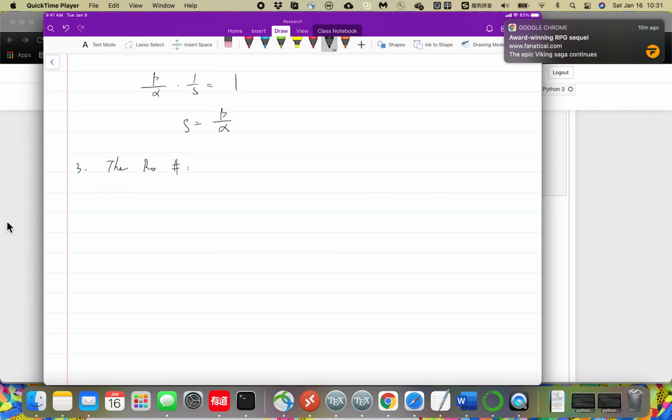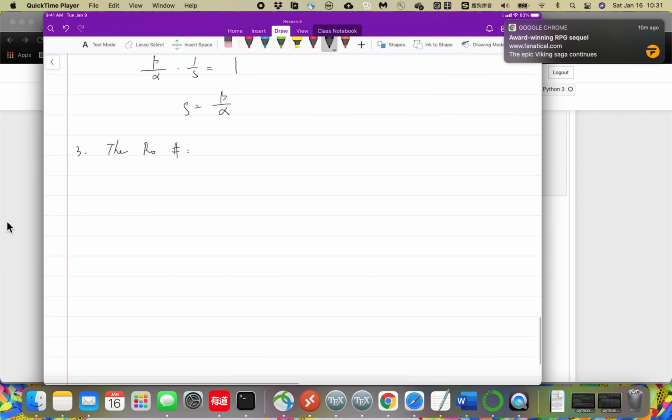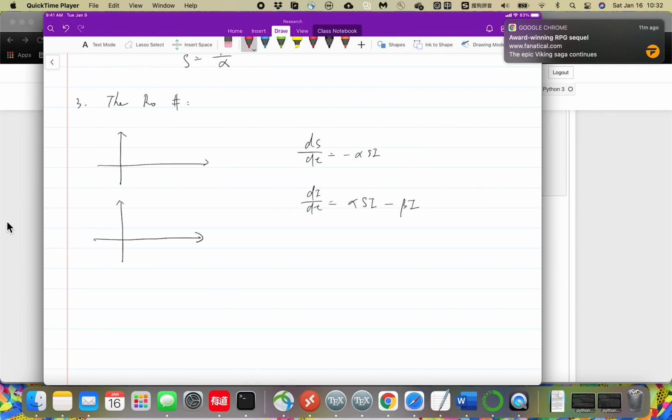So number 3, the R naught number. We're talking about how to prevent a pandemic. For that, we want to look at the difference between these two curves. ds over dt equals negative alpha s I, di over dt equals alpha s I minus beta I. Pandemic or not pandemic totally depends on the infected. That means we need to ignore this and focus on this.